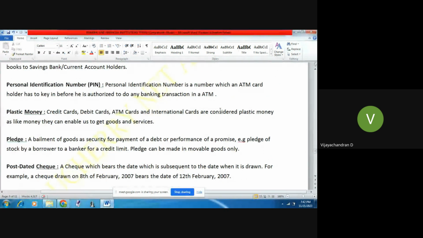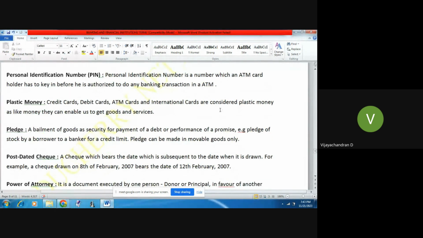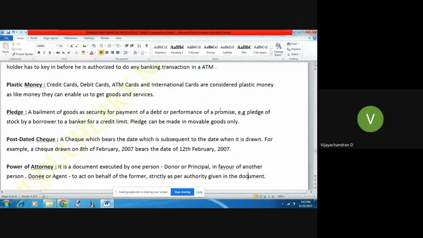Plastic money, as I told you, like ATM, credit cards, debit cards, all come under plastic money. Pledge: it's a bailment of goods as security for payment of debt. Here the possession will be in the hands of the pledgee, the lender. The lender will be in possession, but the title is retained with the borrower.